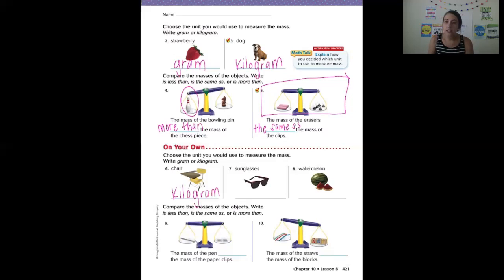What if you were going to measure sunglasses? Would I want to measure that in grams or kilograms? So if you said gram, you are correct. And what about a watermelon? Do you think we're going to measure that in grams or kilograms? I had a whole watermelon. Those are pretty heavy. I would say a kilogram.